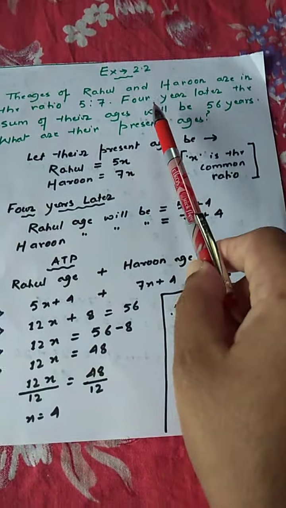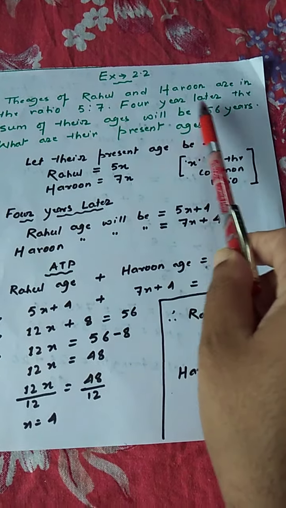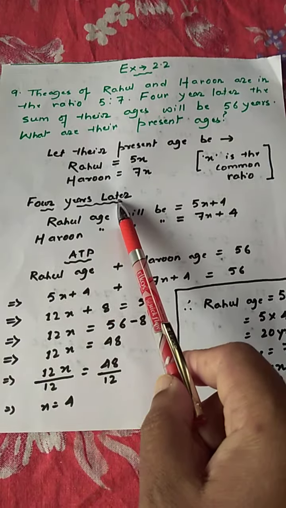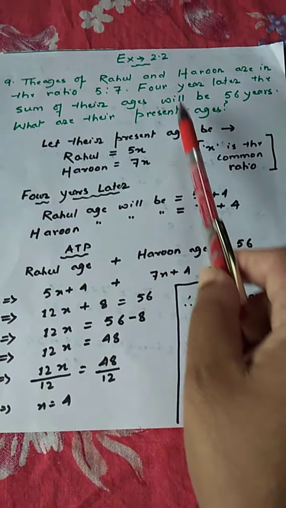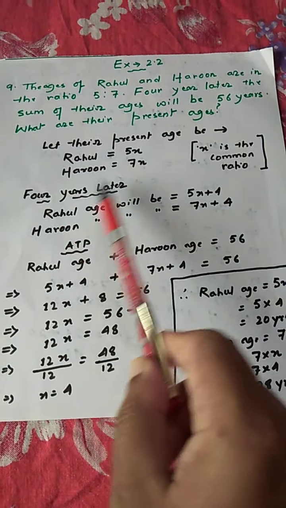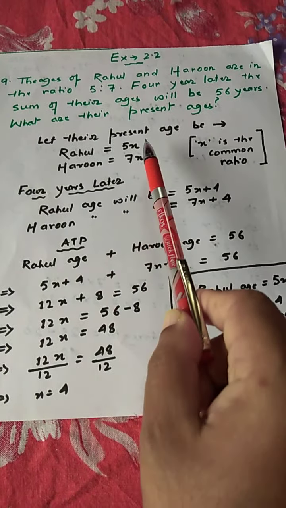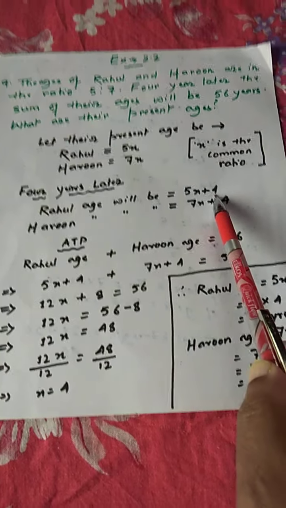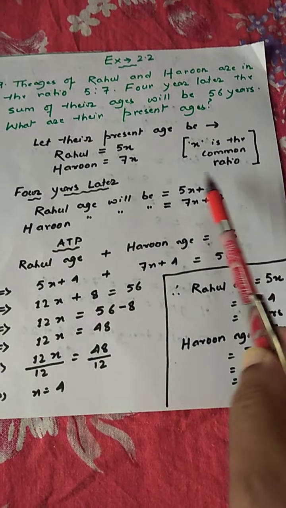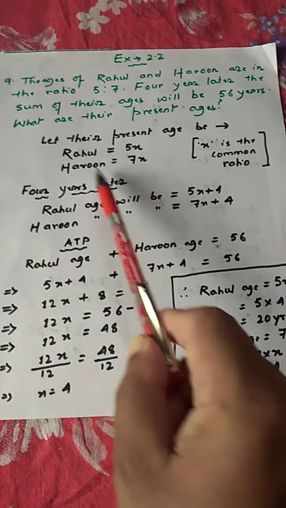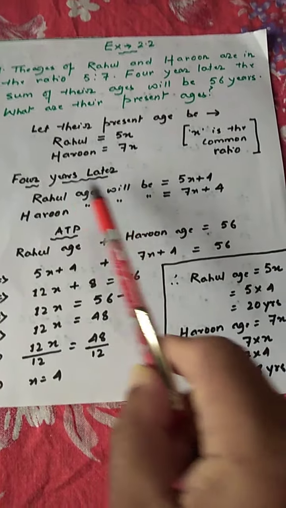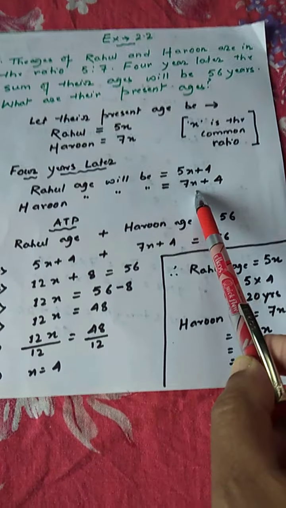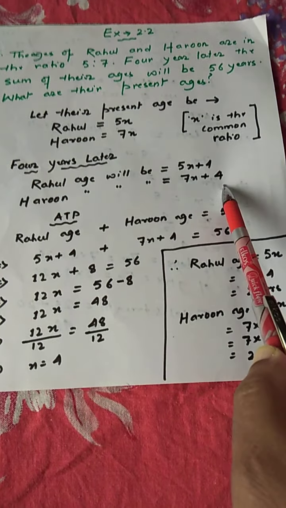Now the next part is 4 years later. We have to see what will be their ages after 4 years. So 4 years later, Rahul's age will be what? If Rahul's present age is 5x, obviously after 4 years, 4 will be added, that is 5x plus 4. Similarly, Harun's age after 4 years will be what? If the present age is 7x, after 4 years the age will be 7x plus 4. Isn't it students?